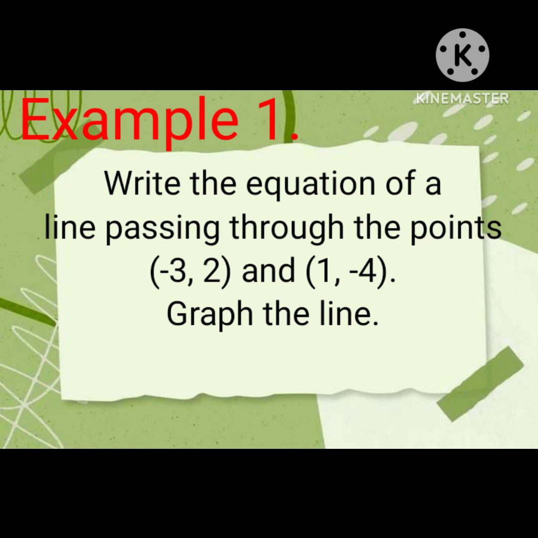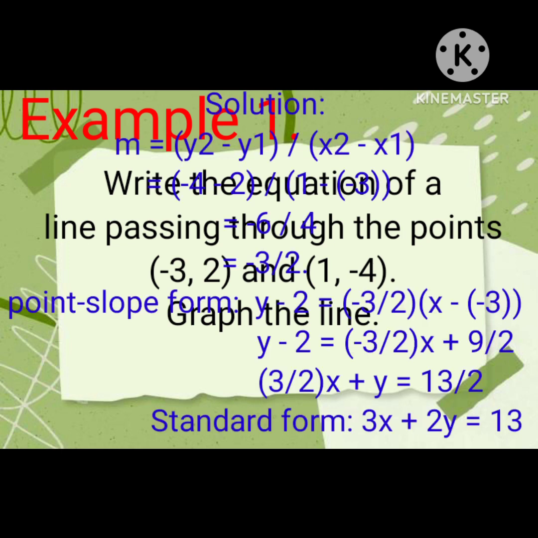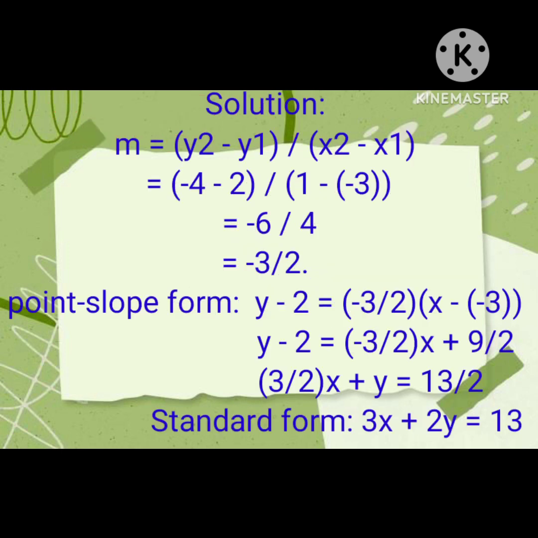So we will have our example number 1. Write the equation of a line passing through the points negative 3, 2 and 1, negative 4, and then graph the line. So the solution will be: given the points x sub 1, y sub 1 is equal to negative 3, 2 and x sub 2, y sub 2 is equal to 1, negative 4.